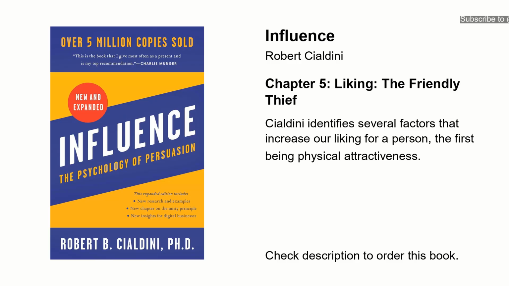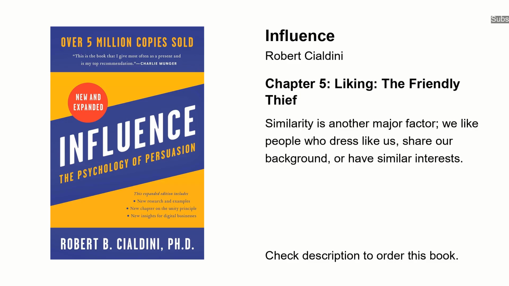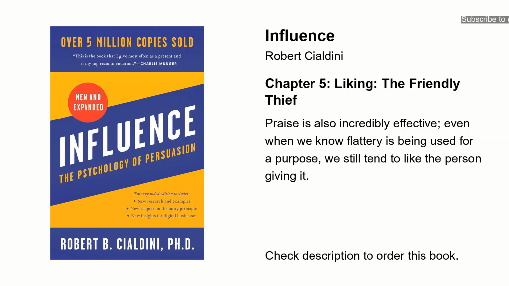Cialdini identifies several factors that increase our liking for a person, the first being physical attractiveness. We tend to attribute positive traits like intelligence and kindness to attractive people in a halo effect that we are largely unaware of. Similarity is another major factor. We like people who dress like us, share our background, or have similar interests. Praise is also incredibly effective. Even when we know flattery is being used for a purpose, we still tend to like the person giving it.